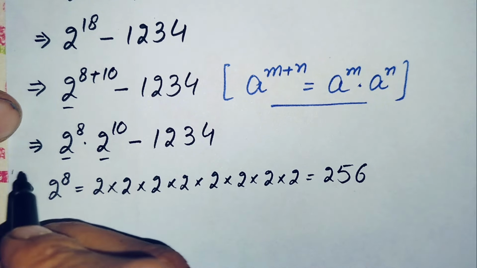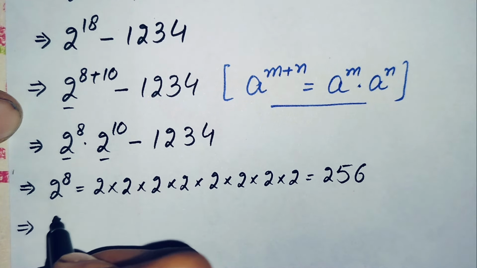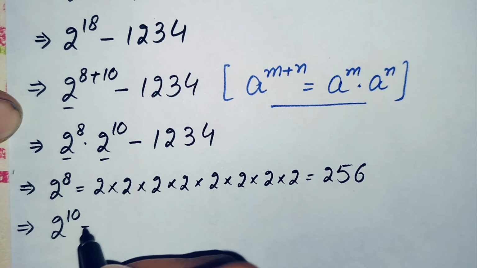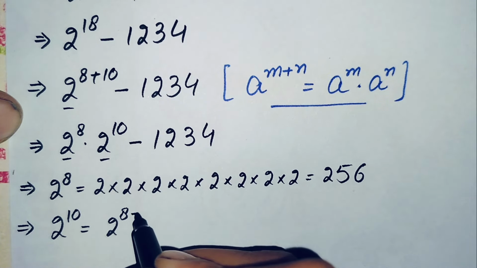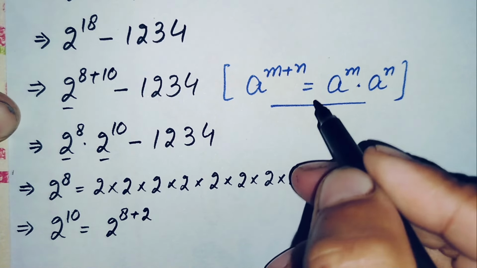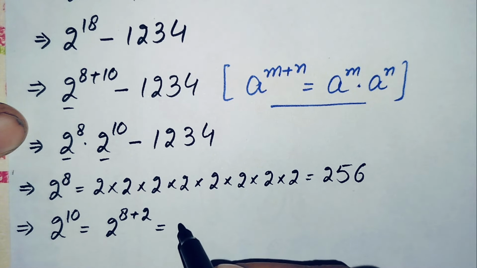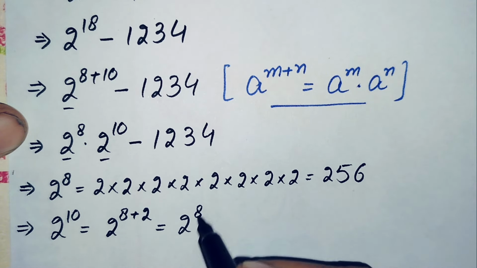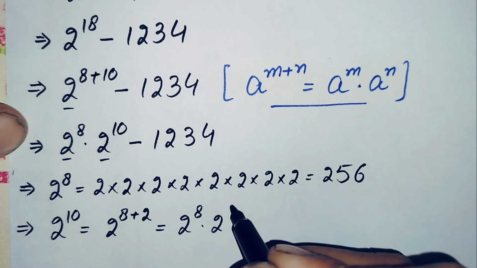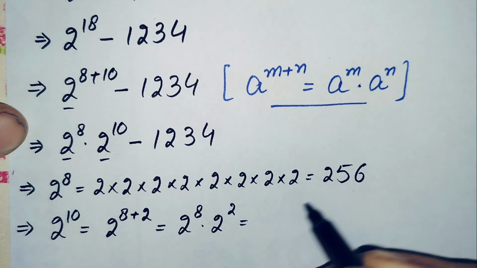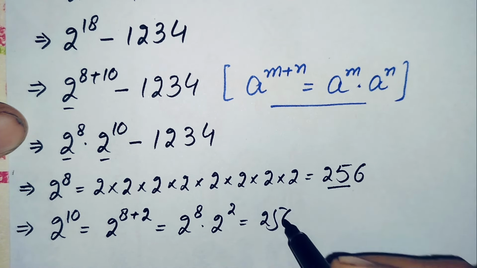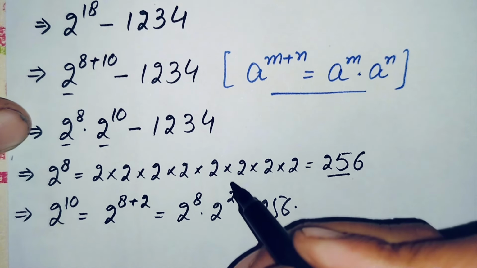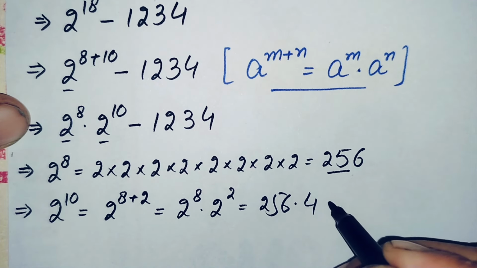Now we'll try to find the value of 2 raised to power 10. Here we can write 10 as 8 plus 2. Now using this exponential property, we can write this number as 2 raised to power 8 times 2 raised to power 2. Now we have the value of 2 raised to power 8, that is 256, times 2 raised to power 2, which is simply 4.